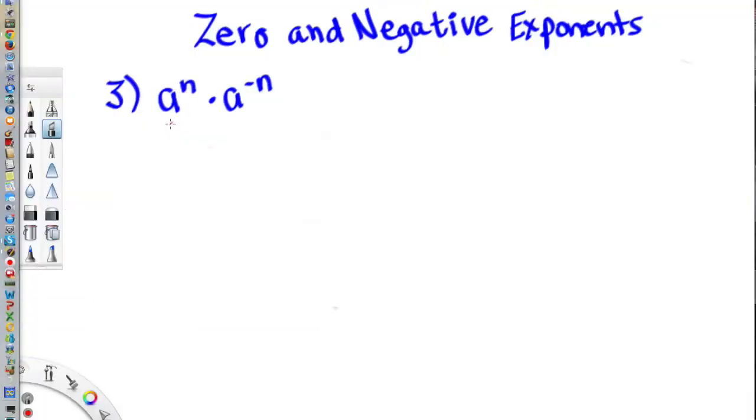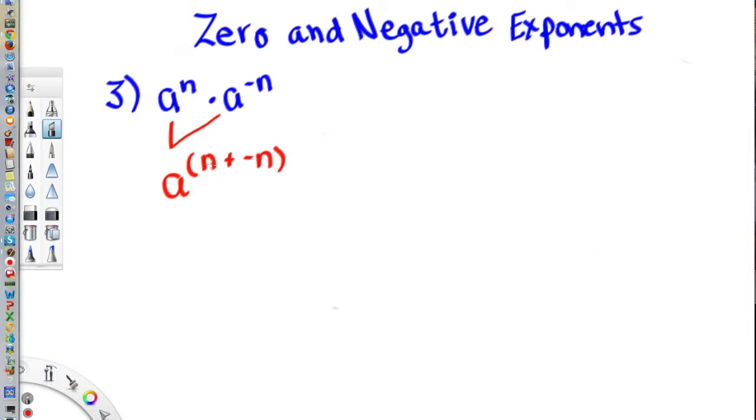Let's look at number 3. Now number 3 is pretty simple. What we have is a to the nth power times a to the negative nth power. Now I know the rule is anytime that I have two exponents that I'm multiplying, if they have the same base, the base is going to stay the same, and then I just add the exponents together. So I have n plus a negative n.